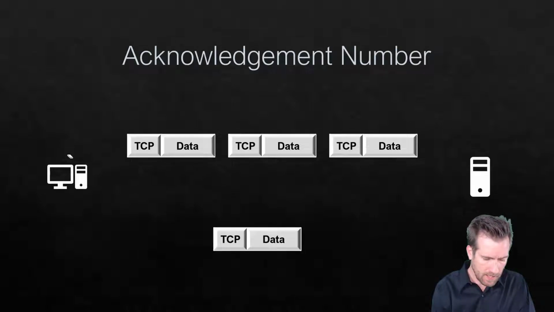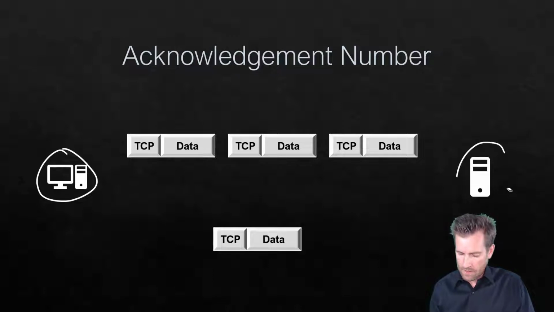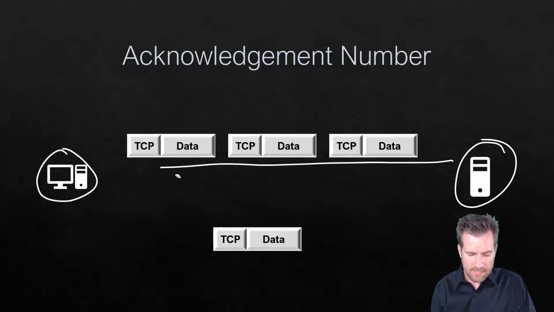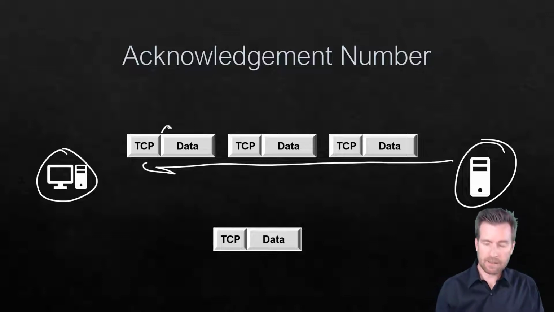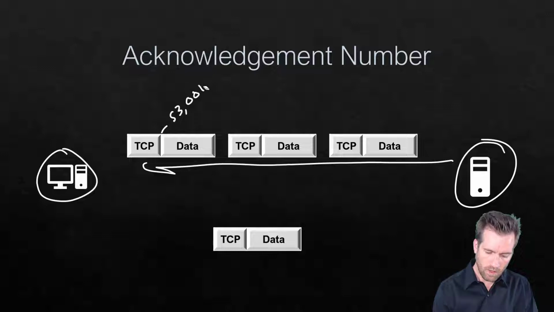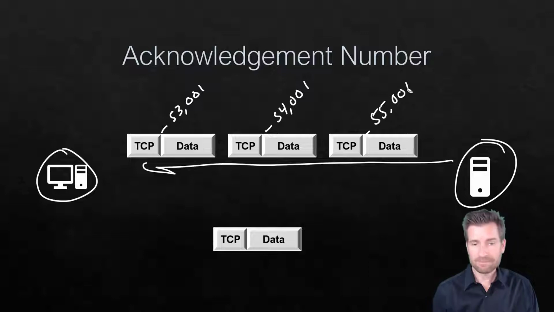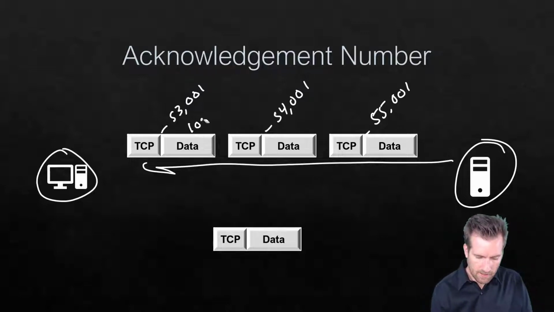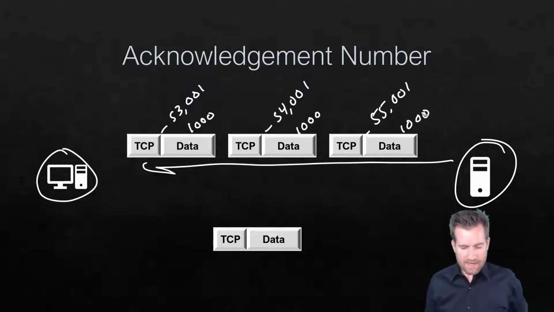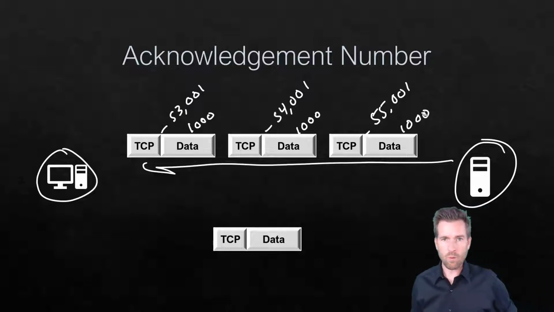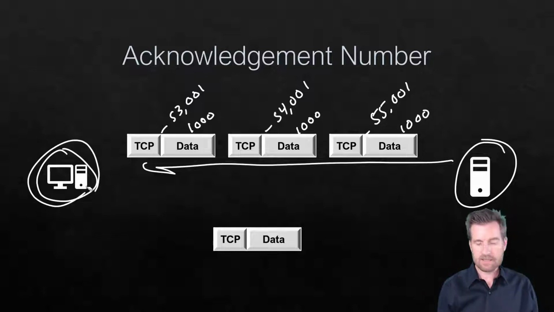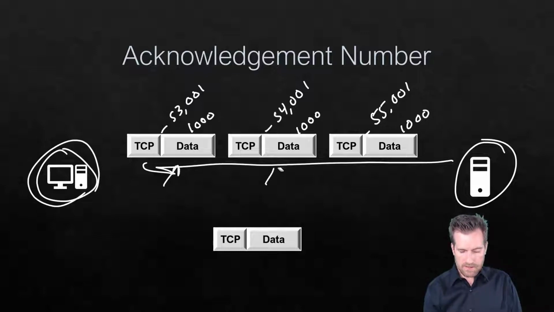So now this machine has requested a web page from this machine right here, and it is now sending the data over. We've got this labeling that's happened. So this first one was 53,001. This first byte in this segment is 54,001. And then we've got 55,001. We said that each one of these is 1,000 bytes, mainly for the interest of making the calculations simple. And so now what's happening is we need to acknowledge what was sent over. So this machine gets all of these segments right here: 53,001, 54,001, 55,001.